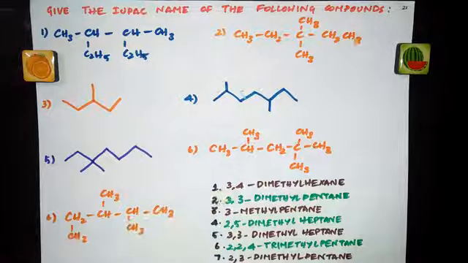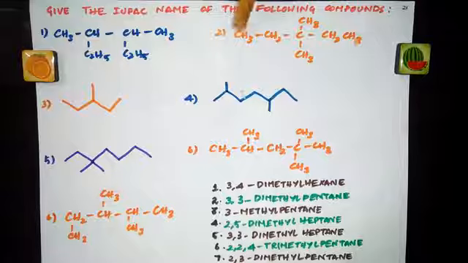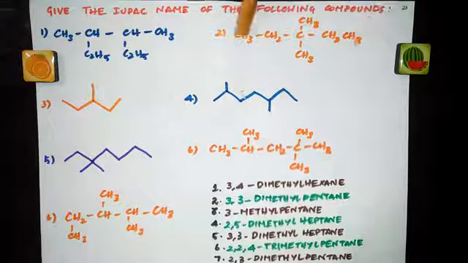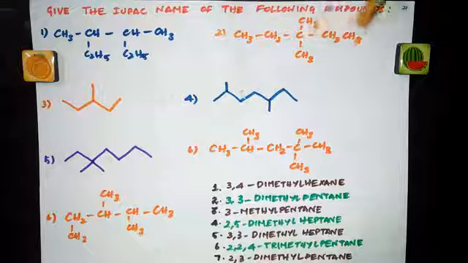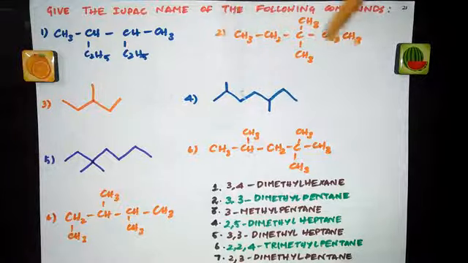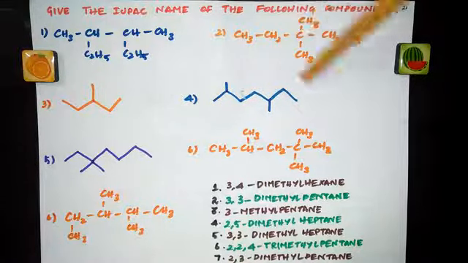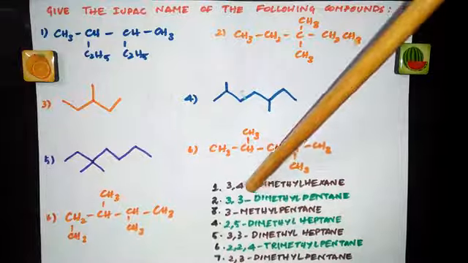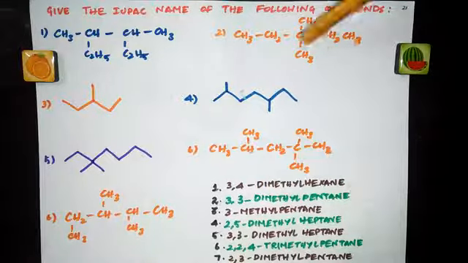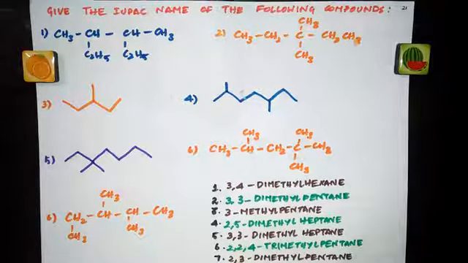I've written the names here. And coming to the next compound, see, let me try this as the parent chain. 1, 2, 3, 4, 5. 5 carbon atoms. If I start from here, 1, 2, 3, 4. 1, 2, 3, 4. So obviously this is going to be your parent chain. In the third position, I have 2 methyl groups. So 3, 3 dimethyl, 5 carbon atoms, pentane. So 3, 3 dimethyl pentane is the IUPAC name.